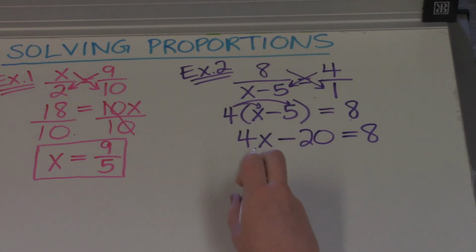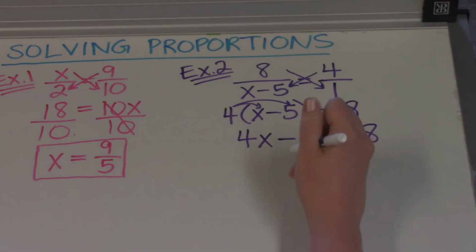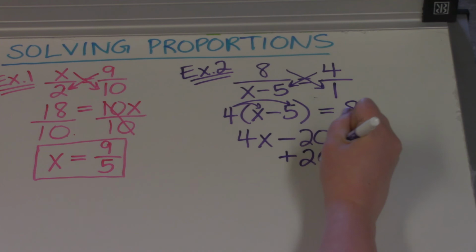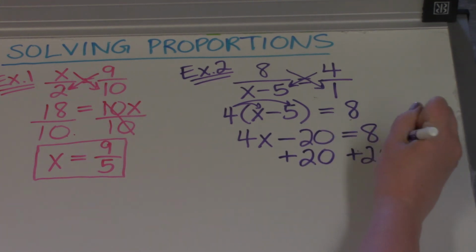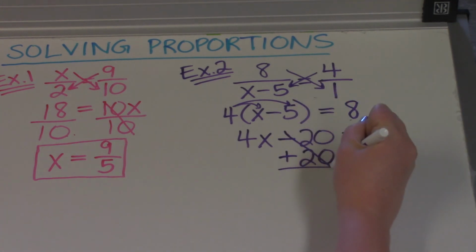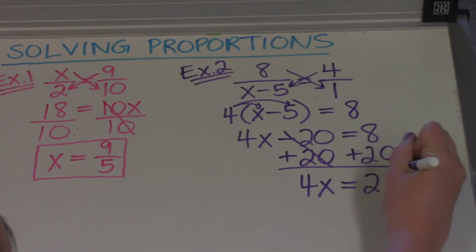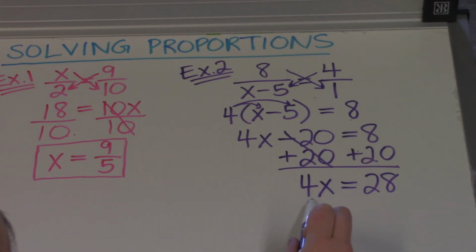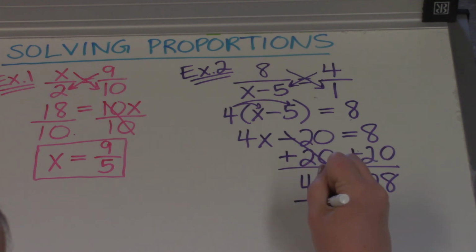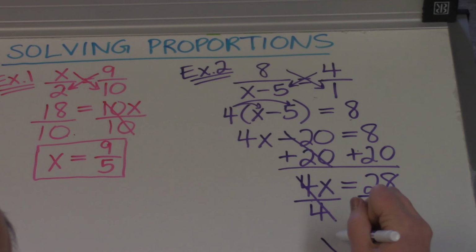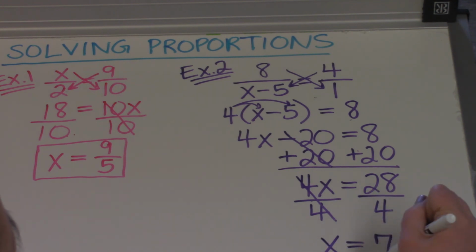And then I need to solve this equation to solve for x. I need to do the opposite of subtracting 20, so I'm going to add 20 to both sides. So I'm left with 4x equals 28. And now to finish solving for x, I'm going to divide by 4. And my final answer is x equals 7.